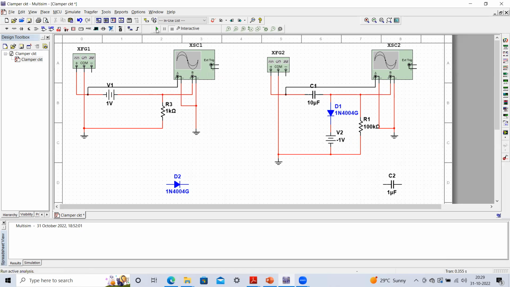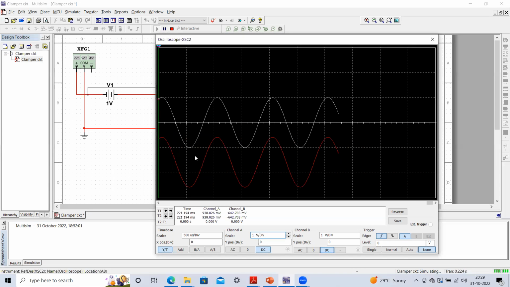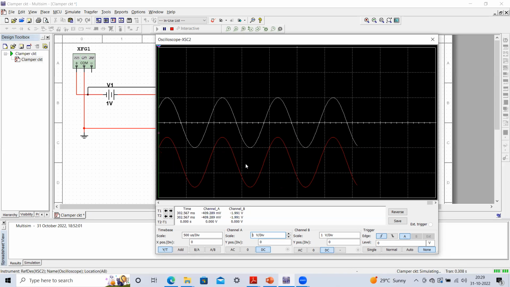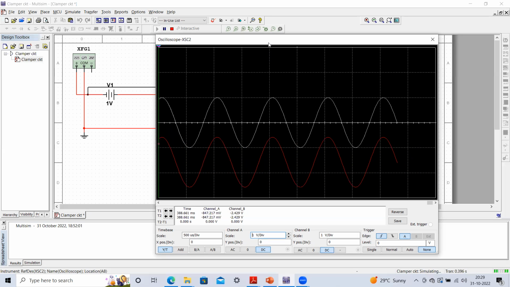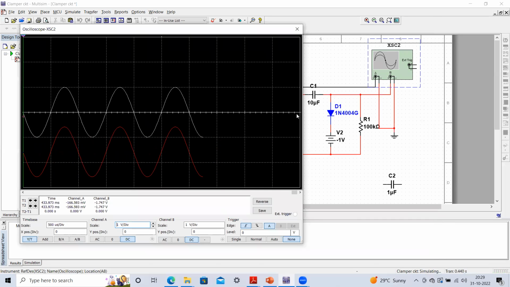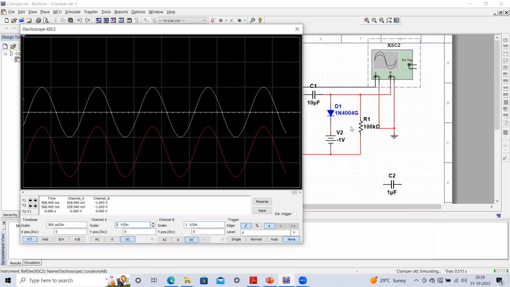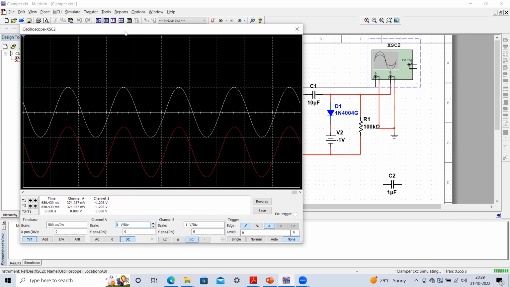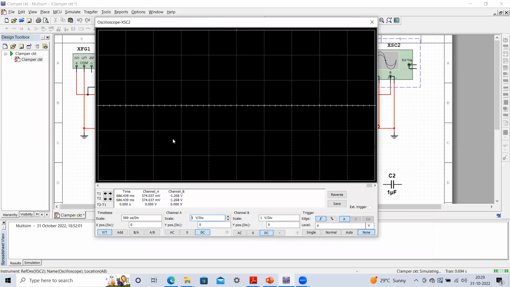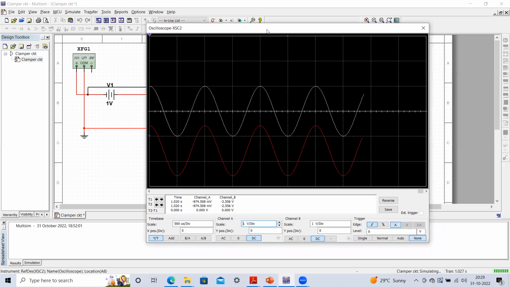If you change it like this, then you can observe that the shifting of the signal is taking place at the downward side. So it is decided by this polarity and its values, and by how the diode is being connected. This way, we are going to shift the signal either in the upward direction or in the downward direction. So this way, you can implement this circuit. I hope that you must have understood how to implement a clamper circuit.